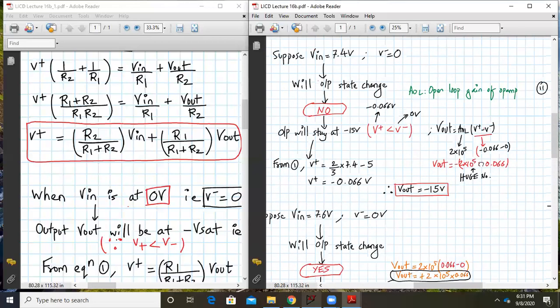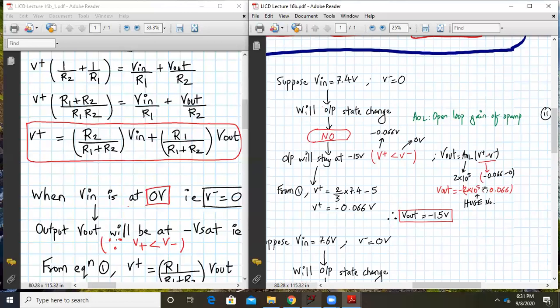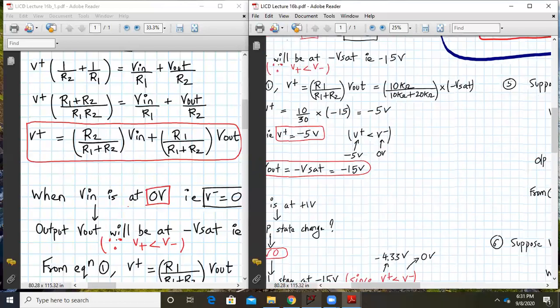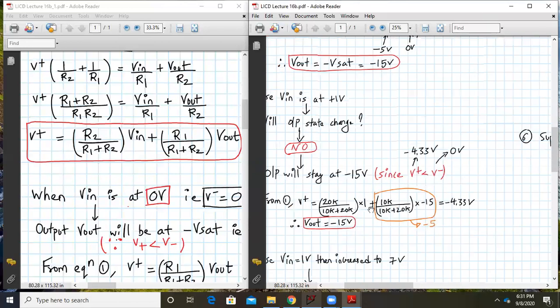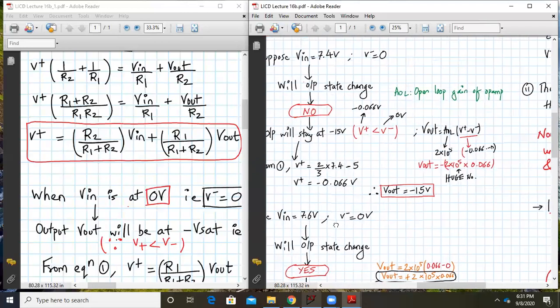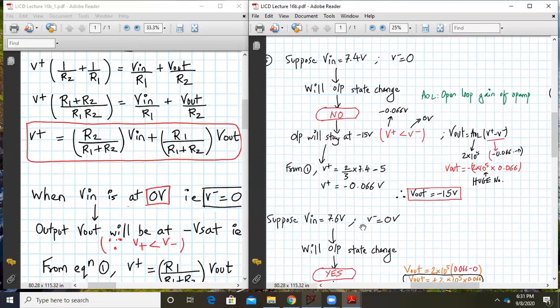Okay. Now, next scenario, step number 5, is let's say that input is 7.4. Will my output state change? Well, let's find out again. So V plus will be 2 by 3 into 7.4 minus 5. So remember that minus 5, where it is coming from? It is coming from here, over here. So we have already evaluated that if the output is at minus 15, this fraction will be minus 5. So that's how we are writing a minus 5 so conveniently. So V plus will be minus 0.066.